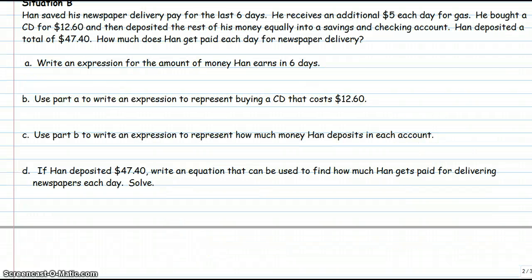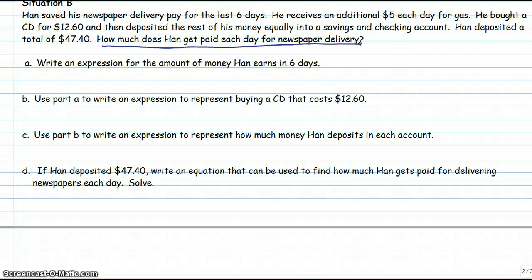Alright, our second situation, it says Han saved his newspaper delivery pay for the last 6 days. He receives an additional $5 each day for gas. He bought a CD for $12.60 and then deposited the rest of his money equally into a savings and checking account. Han deposited a total of $47.40. We want to find out how much does Han get paid each day for newspaper delivery.